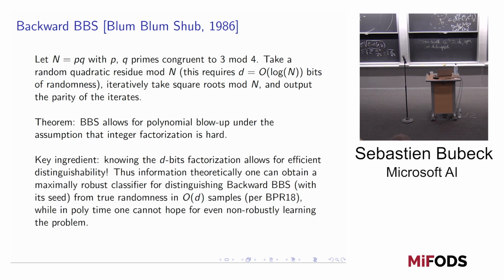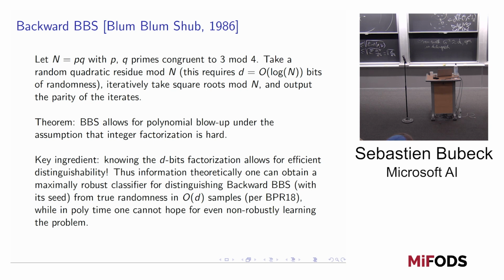And now the key new ingredient is the distribution where I give you the seed and the output. The point is that even if you know the seed, you still can't tell if the transcript came from that seed, because we don't know how to take square roots efficiently. The only way to take square roots efficiently is to know the prime factorization of n.